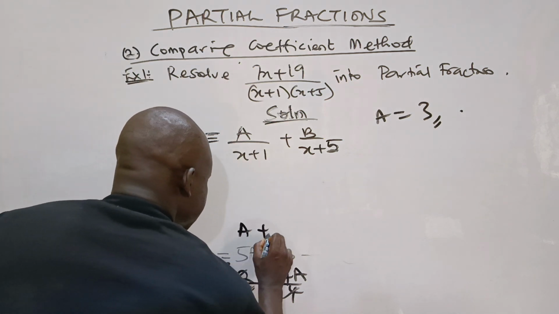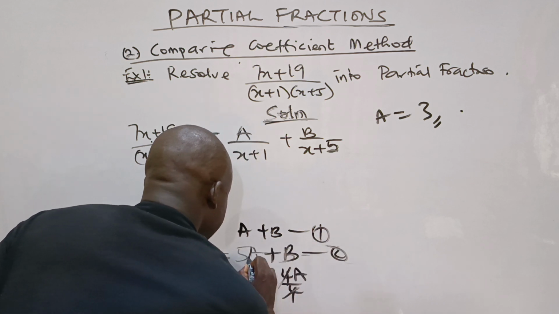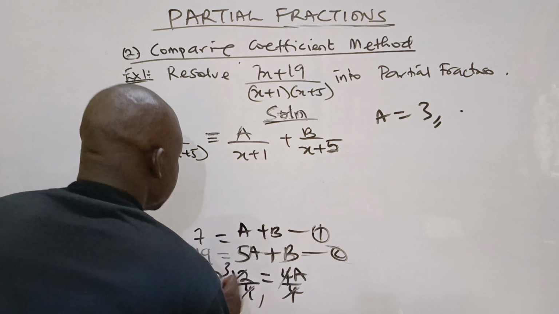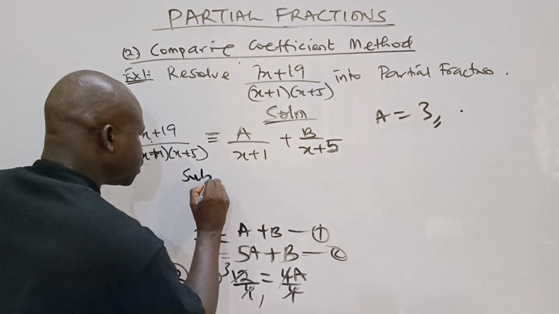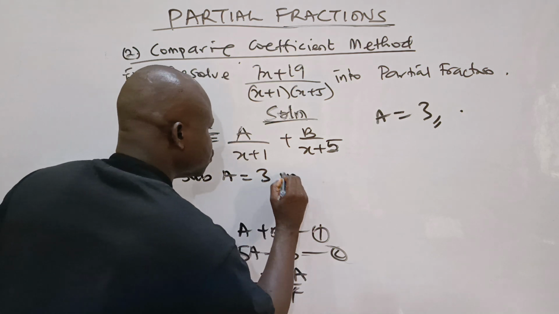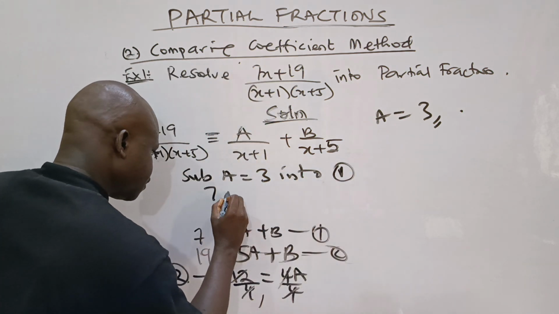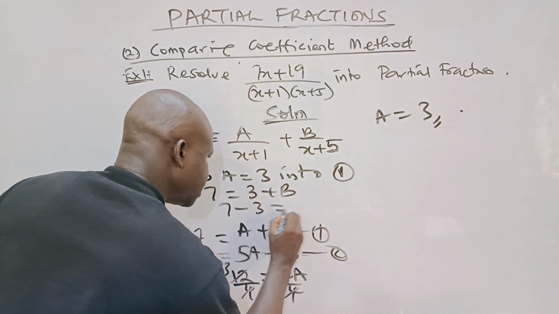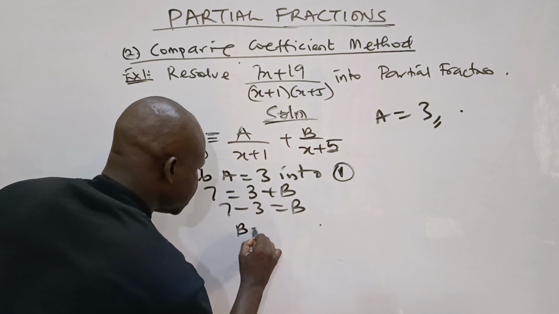So this is a plus b, this is equation 1 and this is equation 2. We have been able to get the value of a to be equal to 3. Since we have got the value of a, we substitute a equal to 3 into equation 1. If we do that, we have 7 equal to 3 plus b. Then 7 minus 3 is equal to b. So if you continue from there, b is equal to 4.